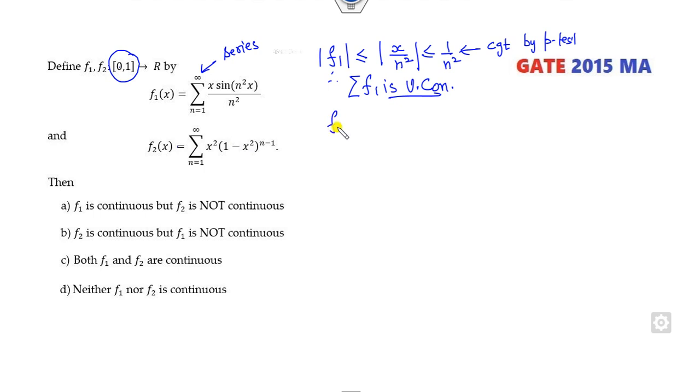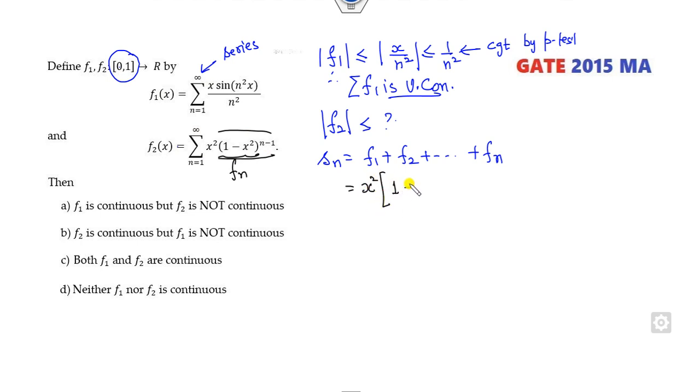Look at the F2. So if we start with the mod, it is not possible. You can't write it as less than something. So I can write the nth partial sum sequence, F1, F2 up to Fn. So what is the F1? This is my Fn. Fine. So if I substitute 1, the only term will be x square. So I can take x square as common. So it will be 1 minus x square, then 1 minus x square of square, and so on. The last part will be x square of n minus 1.